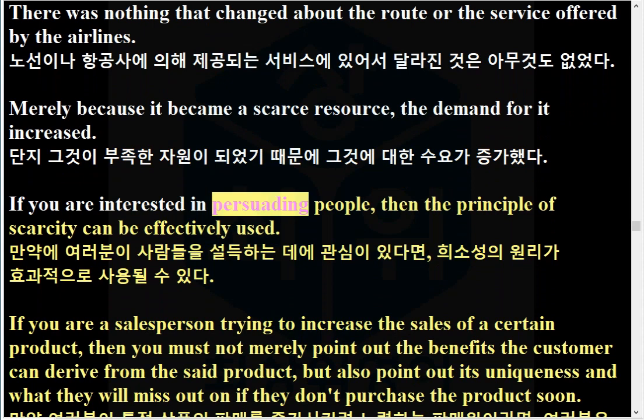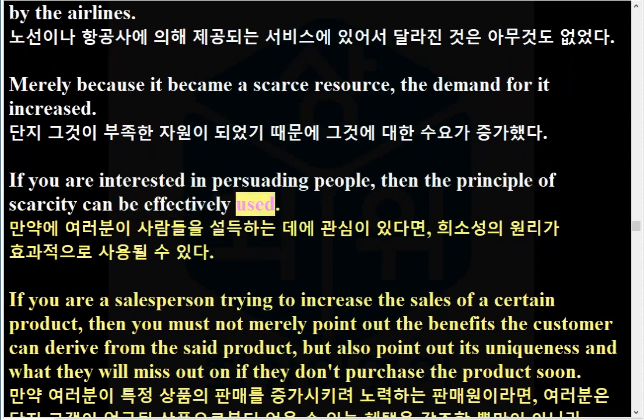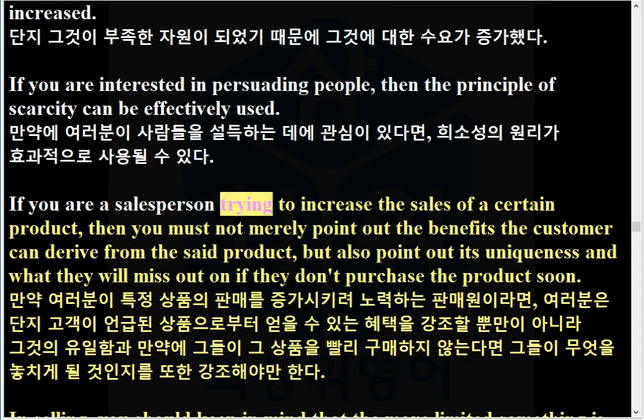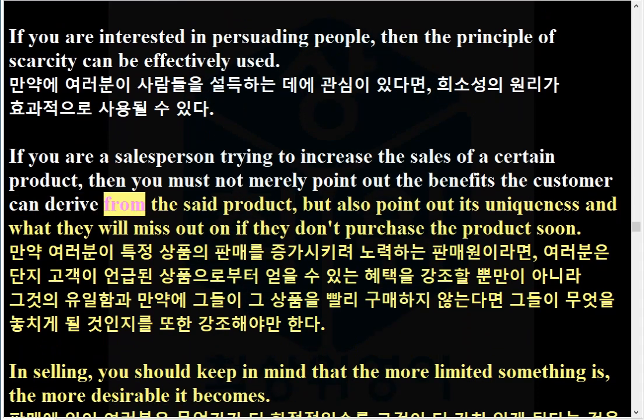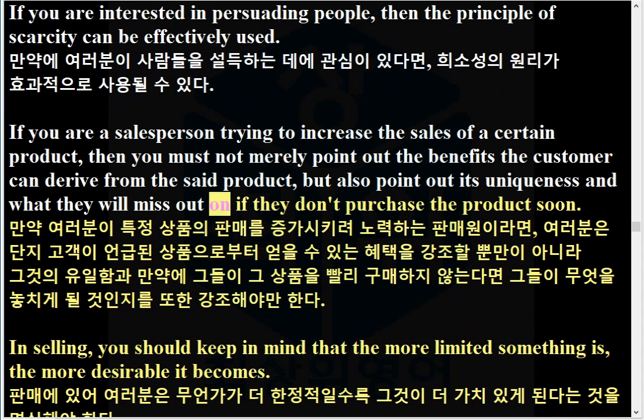If you are interested in persuading people, then the principle of scarcity can be effectively used. If you are a salesperson trying to increase the sales of a certain product, then you must not merely point out the benefits the customer can derive from the said product, but also point out its uniqueness and what they will miss out on if they don't purchase the product soon.